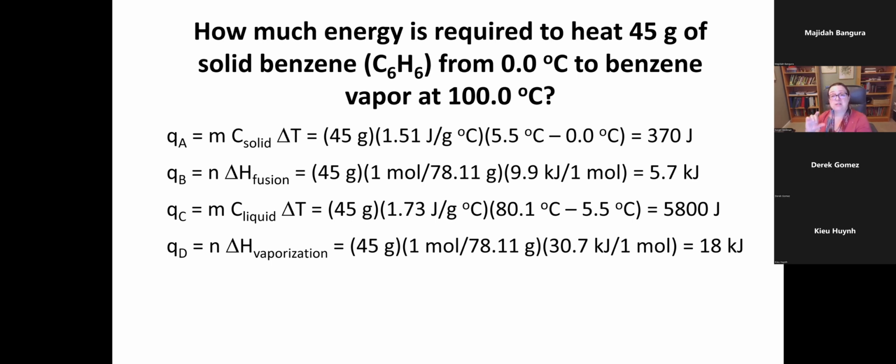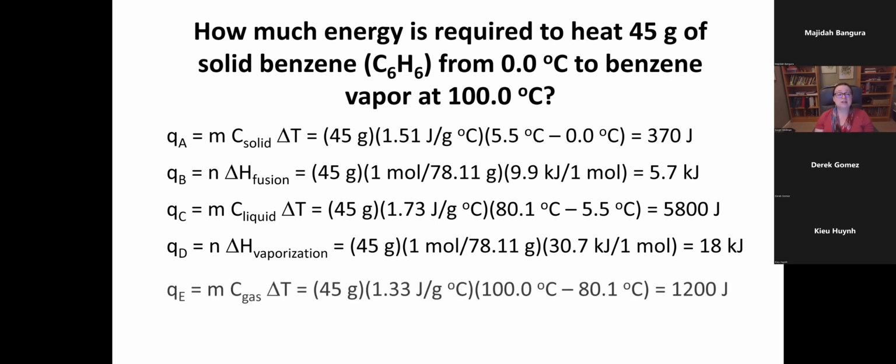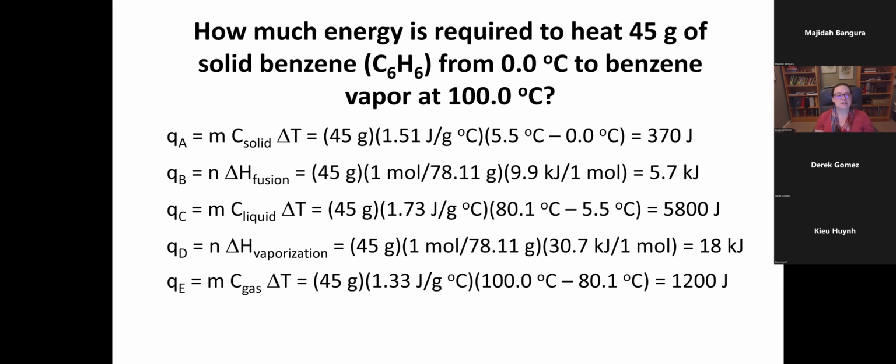And then the last step was to finish heating that benzene, right? It's at 80.1 degrees as it's being turned from a liquid into a gas, but we want it all the way up to 100 degrees Celsius. So we need to apply a little heat to the gas as well, right? So it's the same form of the equation as in the first one and the third one, but we're going to have to use the heat capacity for the gas here and the temperature change that the gas is going to go through. It's going to change from 80.1 degrees Celsius to 100.0 degrees Celsius. And that's going to take more energy. It's going to take 1200 joules.